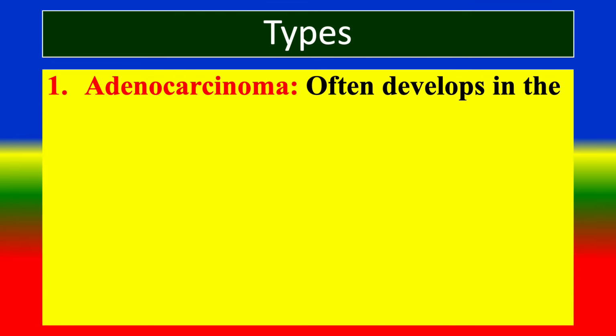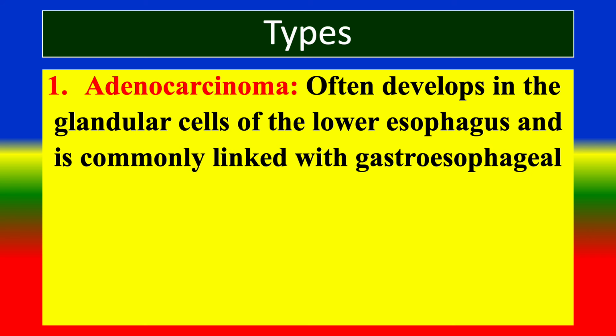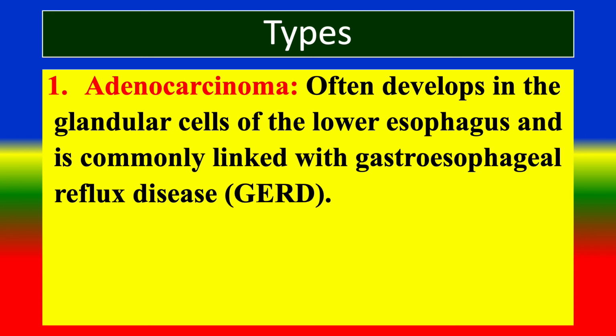Types: 1. Adenocarcinoma often develops in the glandular cells of the lower esophagus and is commonly linked with gastroesophageal reflux disease.